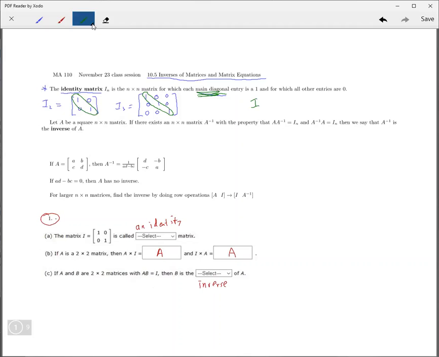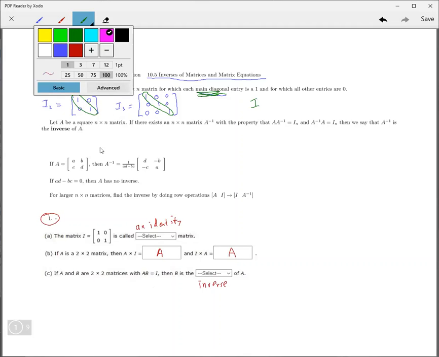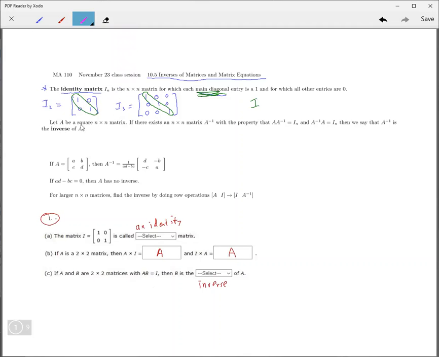Now, let's come back up to here. Let A be an n by n matrix. If there exists an n by n matrix A inverse with the property that A times A inverse is I sub n and A inverse times A is I sub n, then we say A inverse is the inverse of A. Okay, so that's how it's written. So here, we're just defining a matrix B. And so here you'd say B is actually equal to A inverse, the inverse of matrix A.